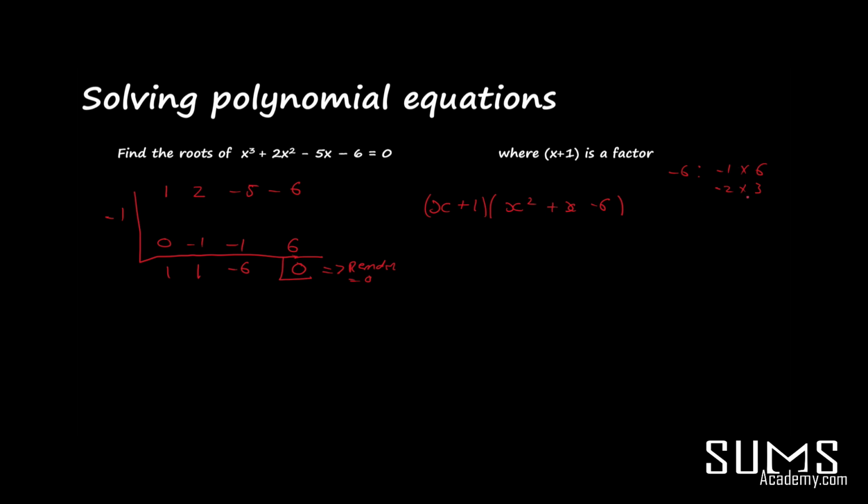Well, let's think. We want the two numbers to add up to make 1. So 6 plus negative 1 is 5. 3 plus negative 2 is positive 1. So these are going to be our factors. So x plus 1, and then it's going to be x minus 2 and x plus 3.